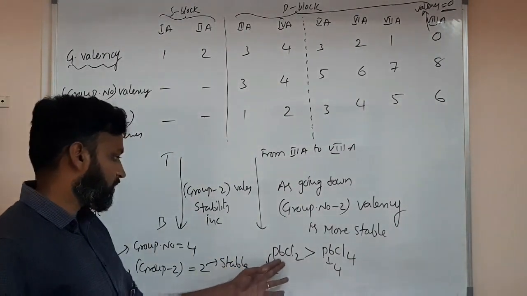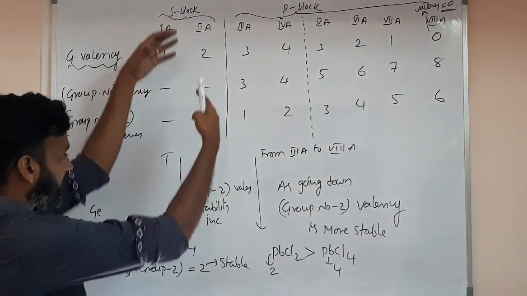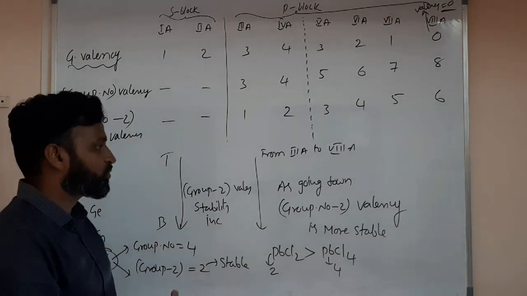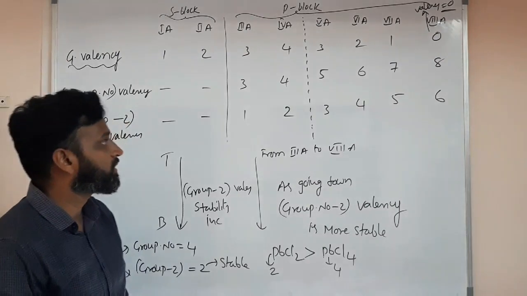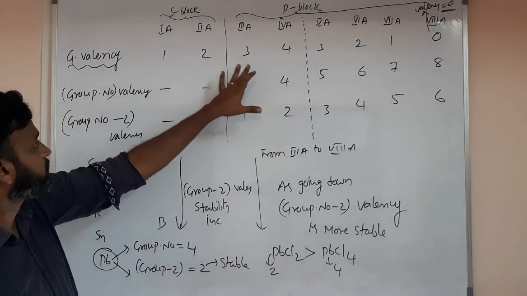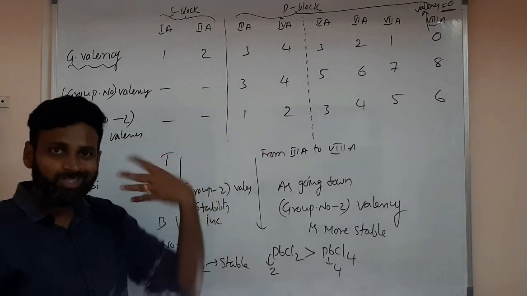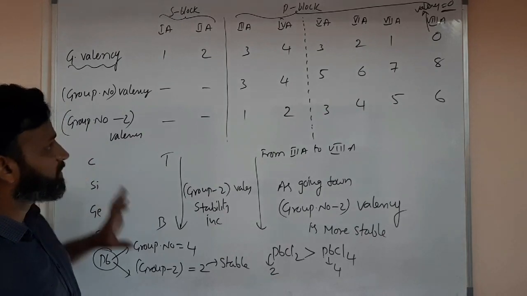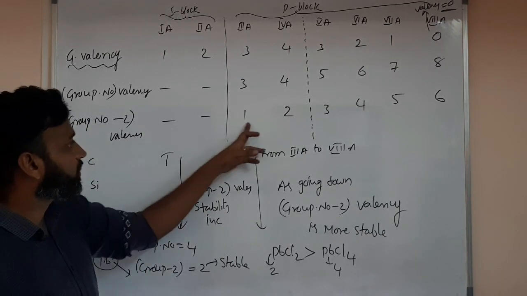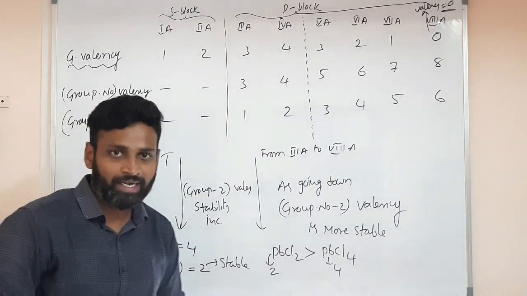Why is 2 more stable? Why is the PbCl2 molecule more stable? How did we come to know? Because as we go down, group number minus 2 stability increases. Okay, sir. So remember all this. So the general valencies as well as these valencies. Oxidation states is the next topic that I will explain later. But please remember the valencies, and as we go down, you also have to practice what their valencies are. Thank you.